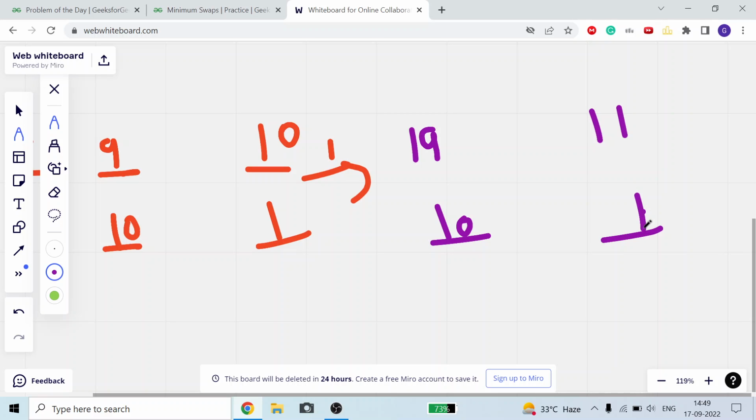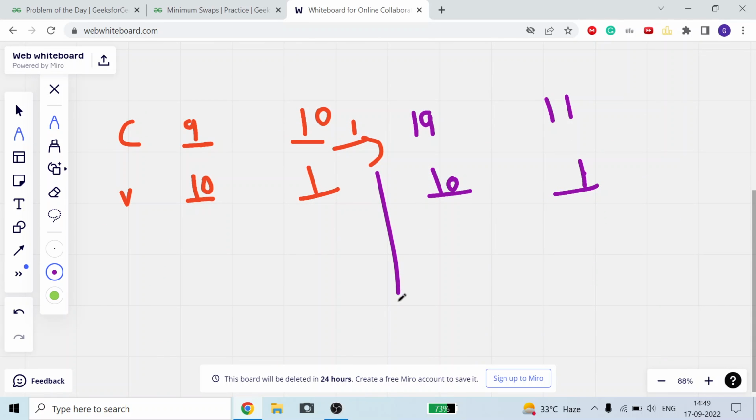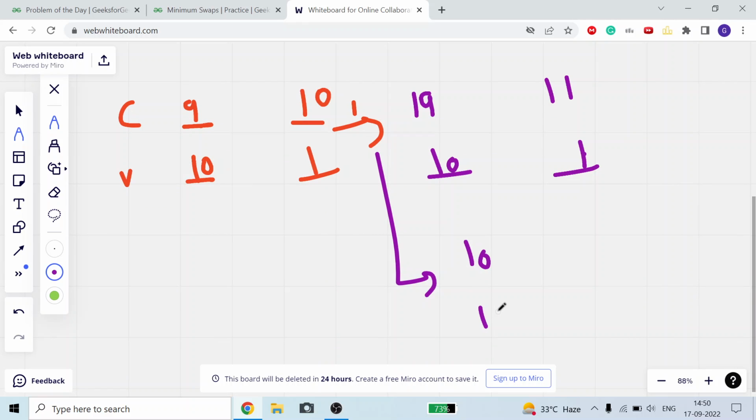But this will not be the same. What is the same? After 1 second, this 9 will just reach 10, and this 10 will reach 11. Now when 9 is going forward, it will see there is one more ship in front of it, so it will follow its speed. If its speed is 100, then its speed will also become 100.